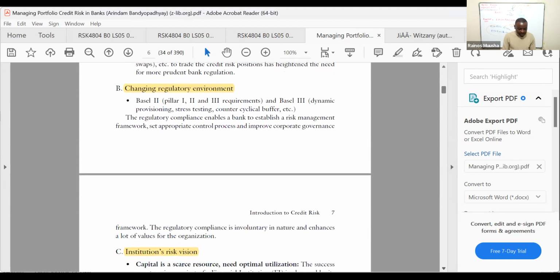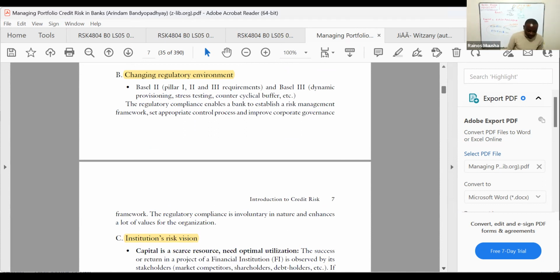Another factor that they also take into account, which looks at effects on credit risk, is where we look at the changing regulatory environment, where they say the Basel II and the Basel III. Regulatory compliance enables a bank to establish a risk management framework, set appropriate control processes, and improve the corporate governance framework. So regulatory compliance is involuntary in nature and adds a lot of value to the organization. Another issue that has affected the credit risk exposures of banks is the changes in the regulatory environment. That's why, especially if you look at what is happening currently in America, remember there's been the progression of the Basel Accords.